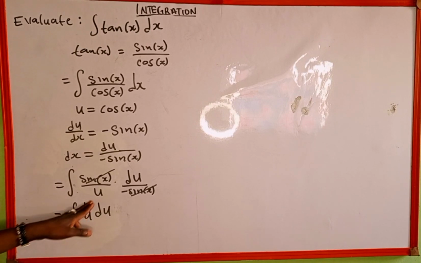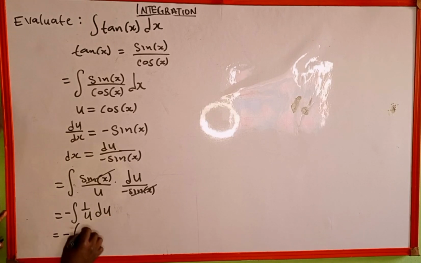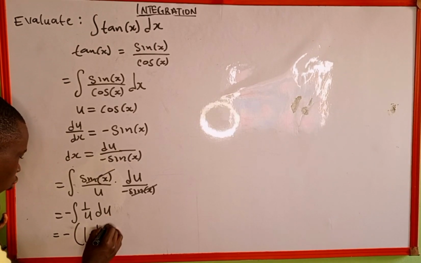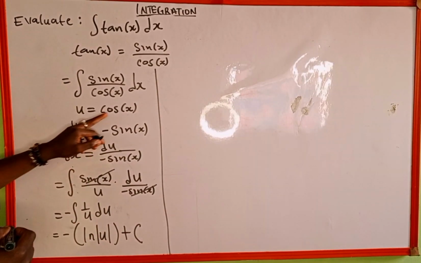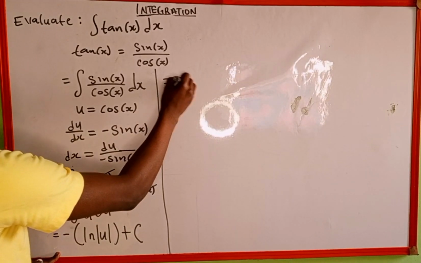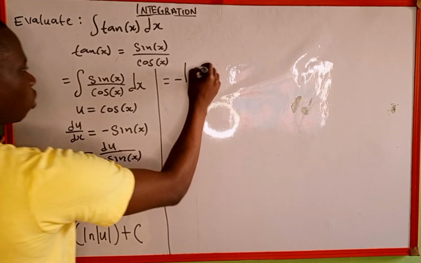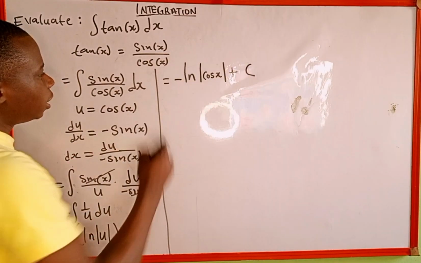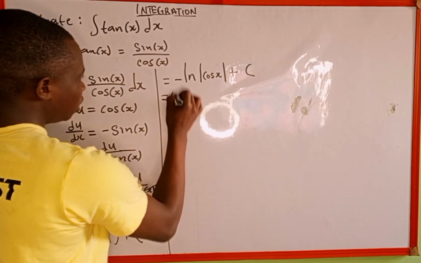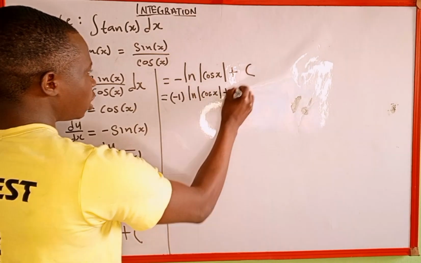Then the next thing is to integrate 1 over u with respect to u. So this is going to be equal to minus, then we open bracket. Integration of 1 over u with respect to u is the same as ln absolute value of u, then plus integration constant. But remember, we let u be equal to what? Cos x. So this is going to be equal to minus, then ln, in place of u, we replace cos x. It's going to be ln absolute value of cos x, then plus integration constant. Then this is going to be equal to minus 1, then ln absolute value of cos x, then plus integration constant.